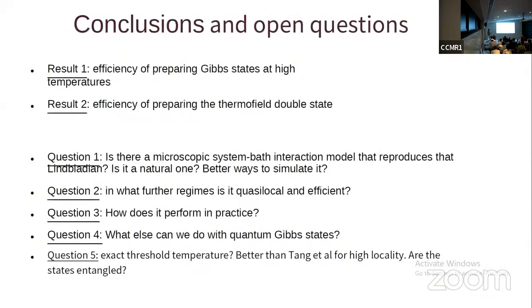And moreover, this work showed many nice things we don't have. For instance, they showed that these high temperature Gibbs states are all separable. So an important question is: is our temperature range also covering Gibbs states which are actually entangled in some way? That would also be interesting.